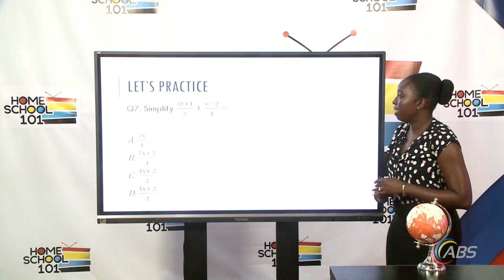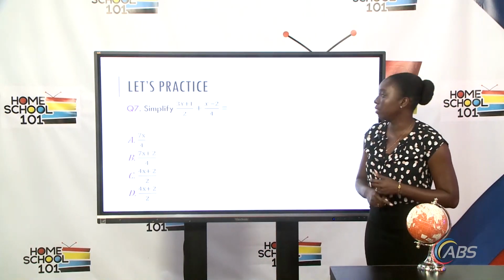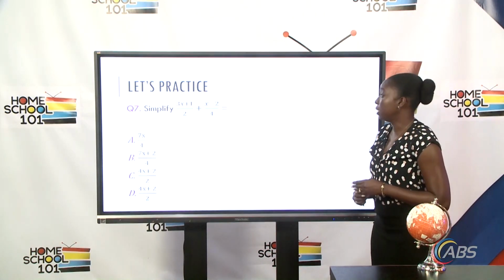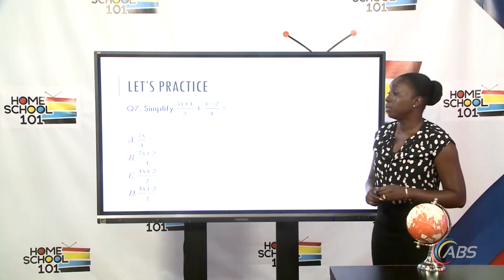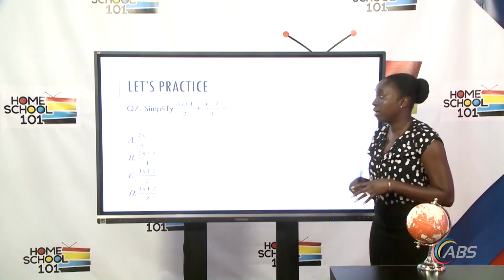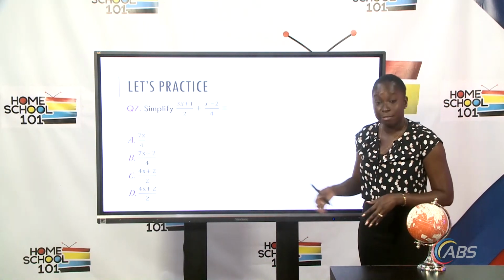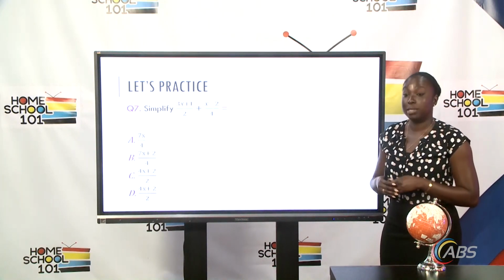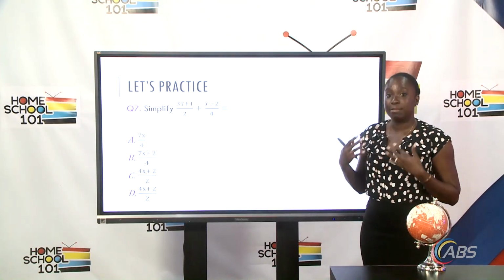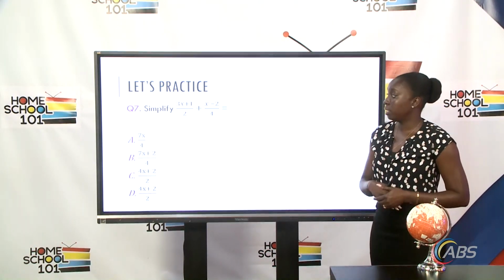Question 7, we're going to simplify again. So here we have (3x + 1)/2 + (x - 2)/4. Now it looks a little bit complicated, but it's actually not. This is something we already know. It looks like fractions, and that's exactly what it is. So we need to remember our rules of adding fractions.